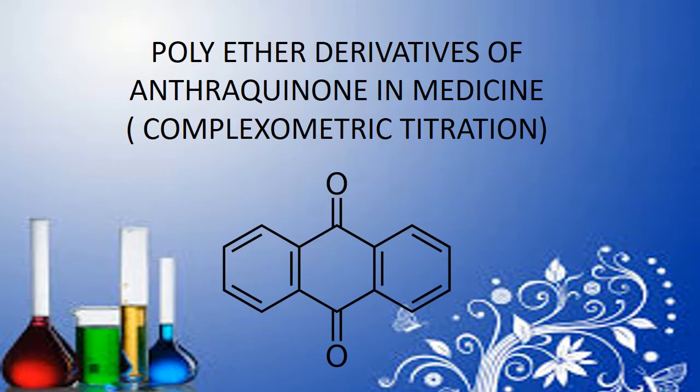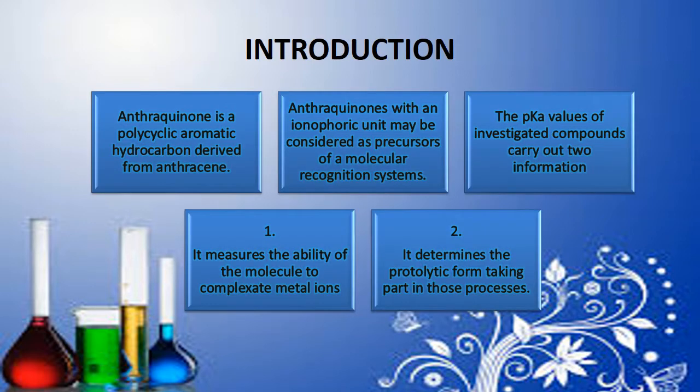Next is the determination of polyether derivatives of anthraquinone in medicine, which is determined through complexometric titration. Here comes the brief introduction of anthraquinone. Basically, anthraquinone is a polycyclic aromatic hydrocarbon which is derived from anthracene. Anthraquinones with an ionophoric unit may be considered as precursors of molecular recognition systems. The pKa values of the investigated compounds carry two pieces of information. The first is that it measures the ability of the molecule to complex metal ions, and the second is that it determines the protolytic forms taking part in those processes.